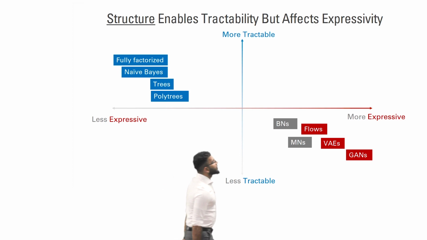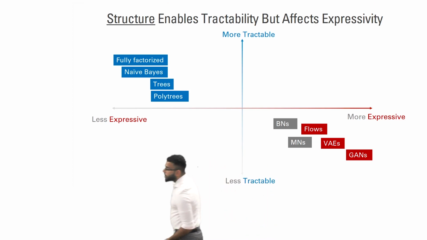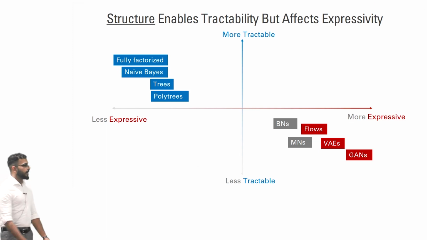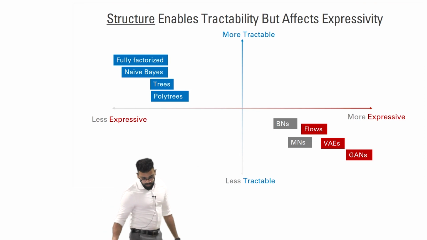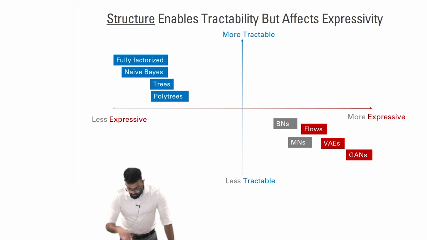So if I were to put everything together in one slide, what is it that I'm trying to convey? The important notion here is that structure is what enables you to achieve tractability, but it affects expressivity, because these classical models are not as expressive as your deep models. You cannot generate very good quality samples from them. Now, if I were to make a 2D plot where along the x-axis I have expressivity and along the y-axis I have tractability, then as I go from left to right on the x-axis, I'm increasing expressivity, and as I go from bottom to top on the y-axis, I'm looking at more tractability.